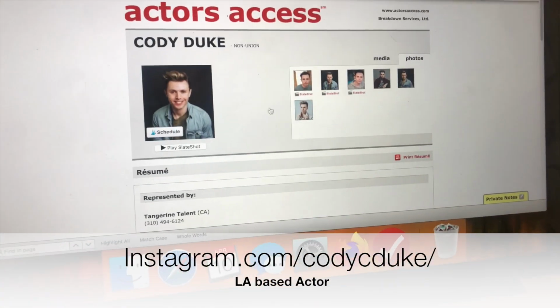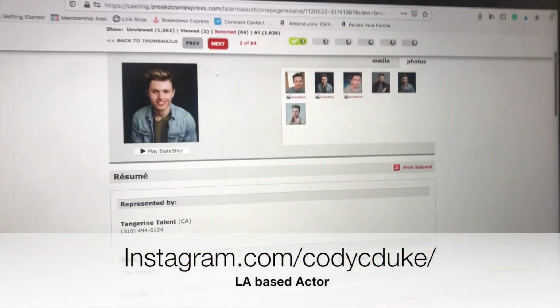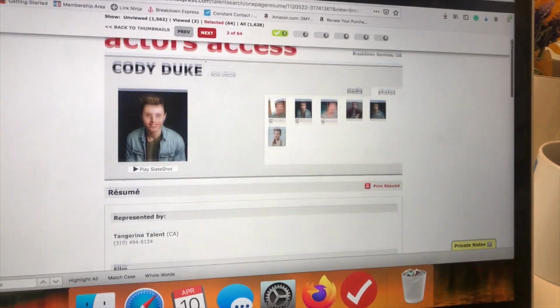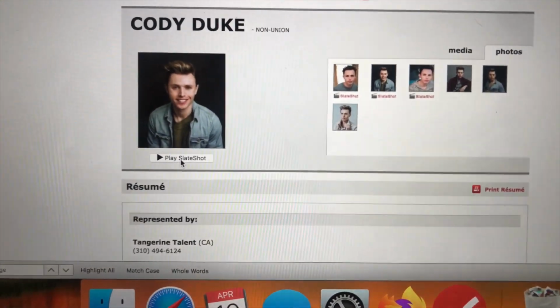Here is another profile as I look through the male submissions. So again, has their photos, resume, training, and what, again, I really like are these slate shots.